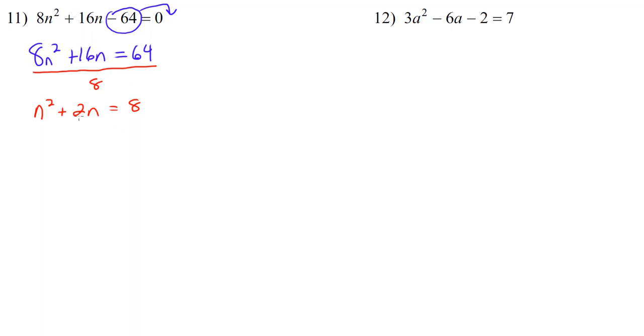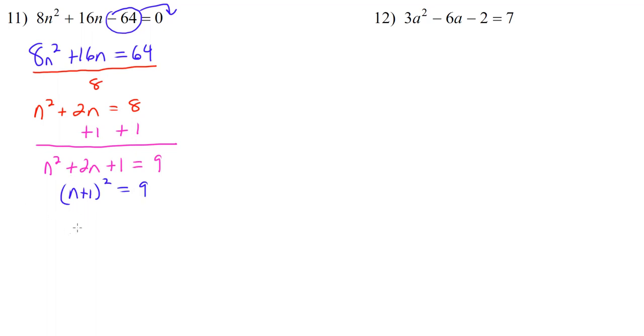And again, half of 2 is 1 and 1 squared is 1, so we're adding 1 to both sides. We get n squared plus 2n plus 1 equals 9. Again, we're going to factor the other side. The special case factor of n squared plus 2n plus 1 is (n plus 1) squared. That equals 9. Take the square root.